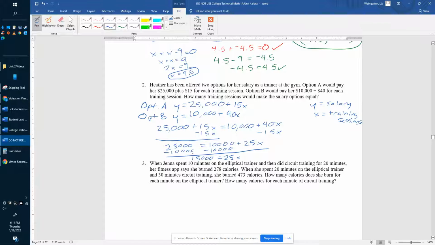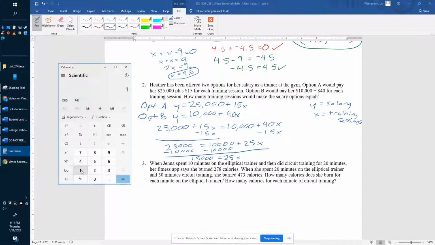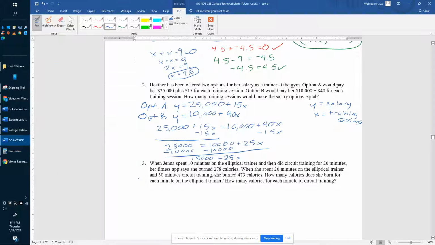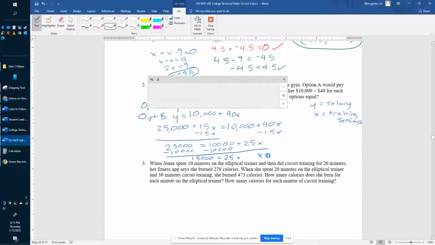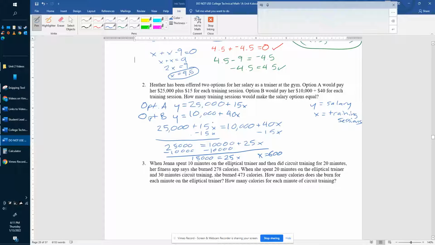I do not know what 15,000 divided by 25 is, so I'll use my calculator. And we get x equal to 600. So now that is our solution. That's all they're asking us, is how many training sessions would make the salary options equal. They just care about training sessions. However, we want to double check and make sure that this number does make both of these equal.